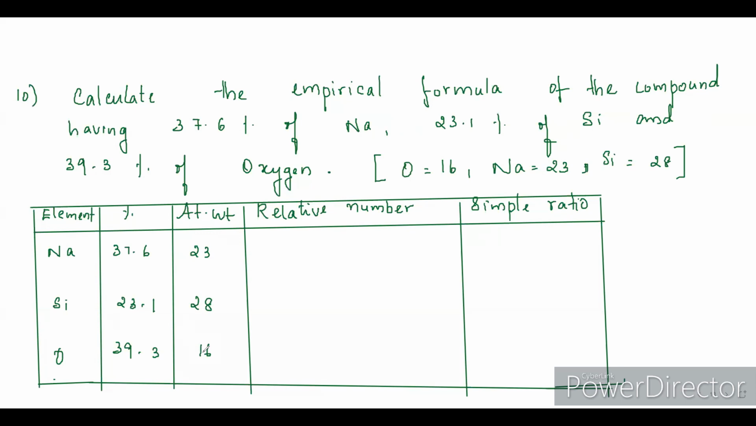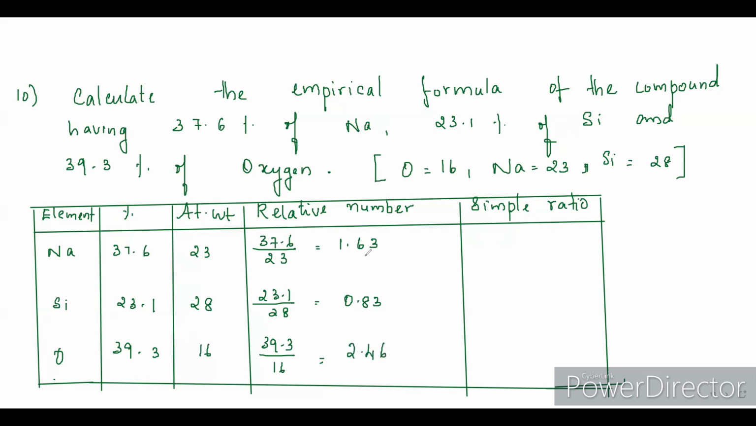Next is to know the relative number. Relative number is percentage divided by atomic weight. So let's quickly write that. Now, on division, 37.6 by 23 is around 1.63. I'm just solving it for the second decimal place. 23.1 by 28 is 0.83. And the last one, 39.3 by 16 is 2.46.